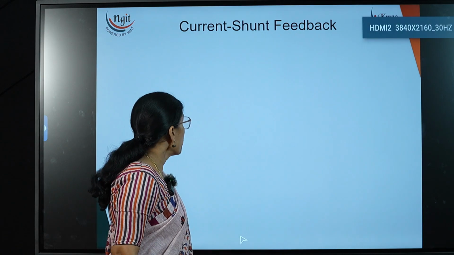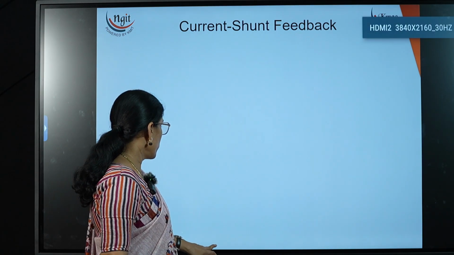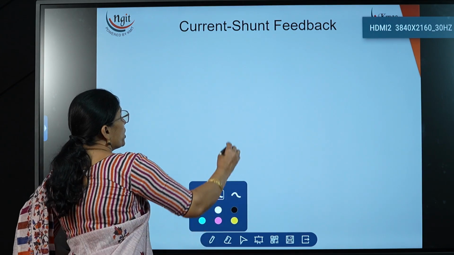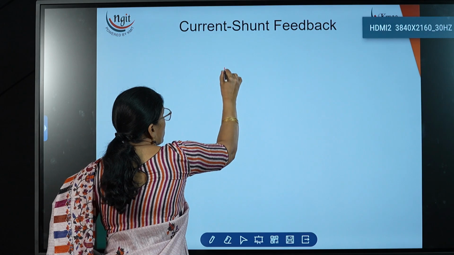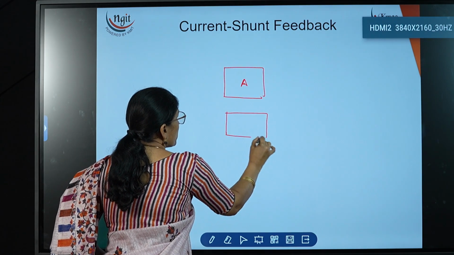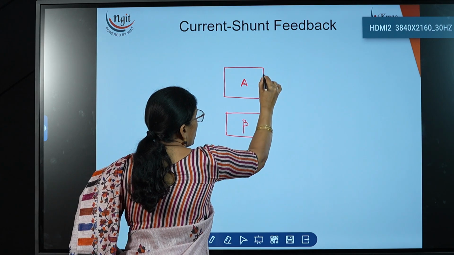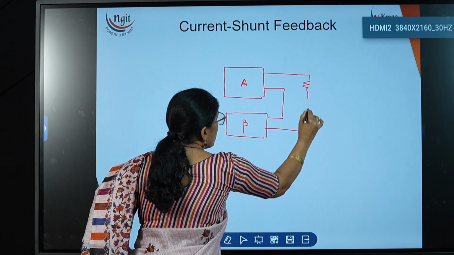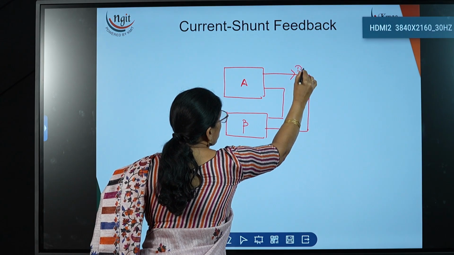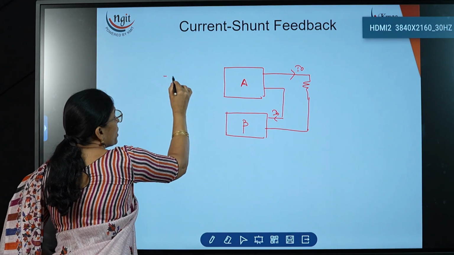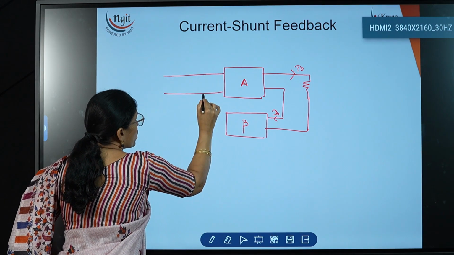Next one, current shunt. In a current shunt, the output sample is current and on the input side we have to make a shunt connection. So here this is an amplifier and this is the feedback network, and here the output side is current. Current means what? Series connection we have to make. And this is the I0 current, the same current is flowing over here, and on the input side we have to make a shunt connection. So shunt connection means what?